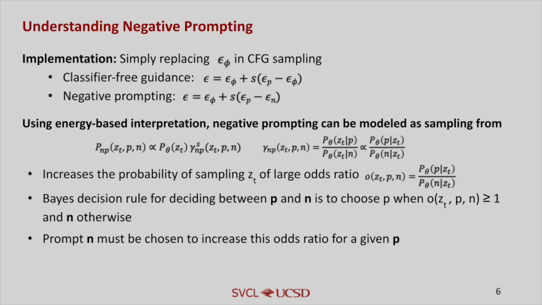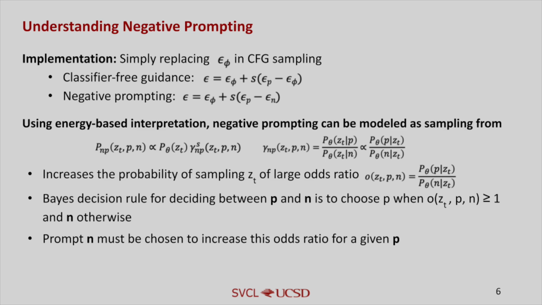And hence, the negative prompting increases the probability of sampling zt of a large odds ratio, which is defined as the ratio of probability of p given zt upon n given zt. From this, we can conclude that through Bayesian decision rule, if the odds ratio is greater or equal to 1, then the prompt P is chosen, otherwise the prompt N is chosen. And so we need to learn a prompt N star, which increases the odds ratio for a given prompt P.